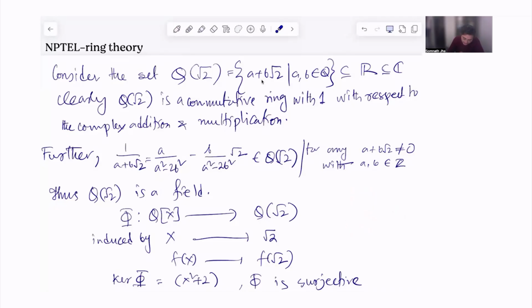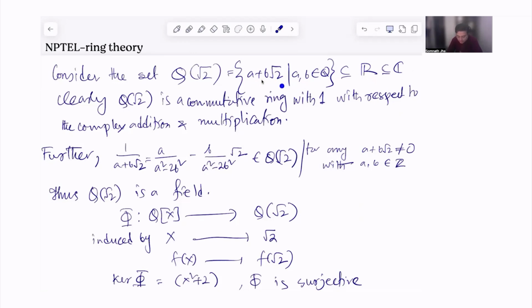You consider the set Q(root 2) equal to a plus b root 2, where a, b are rational numbers. This is inside R or C, and with respect to the usual addition and multiplication of real or complex numbers, this will form a ring.